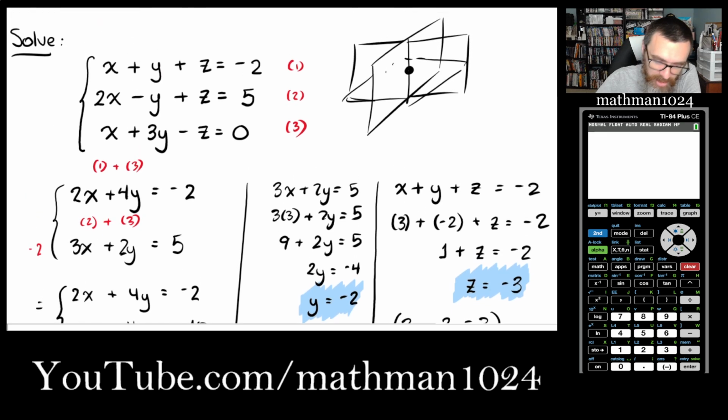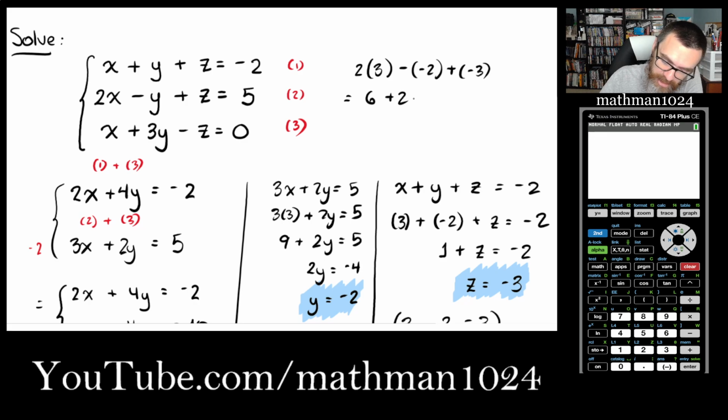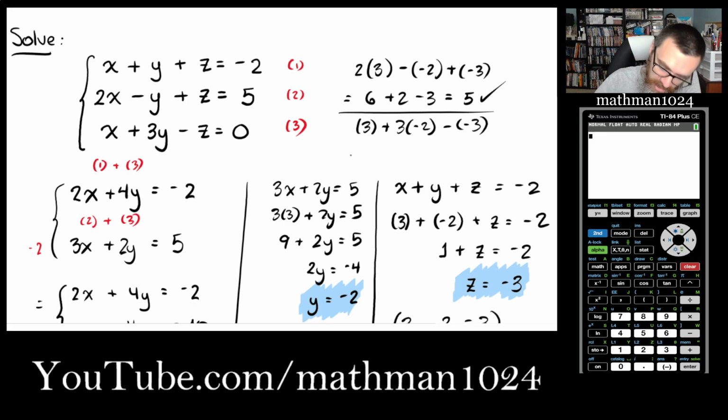Actually, I want to slide this up a little bit. We don't need this graph anymore. Goodbye. So I would have 2 times our x, which was positive 3, minus y, which is negative 2, plus negative 3 for z. 6 plus 2 minus 3 does equal 5. Okay, so we know the second equation checks out. The third equation: x is 3, y is negative 2, z is negative 3. So we end up with 3 minus 6 plus 3, which does equal 0.